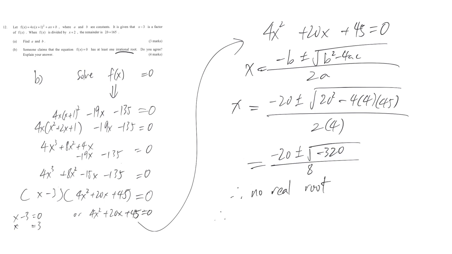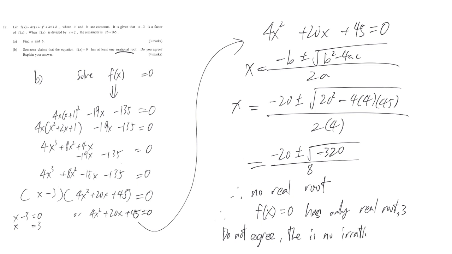That means f(x) equal to 0 has only one real root, which is equal to 3. Is there any irrational root? The fact is we don't have any irrational roots, so that's why no, do not agree. Since one of the roots is rational and the other two roots are not real roots, do not agree. There is no irrational root. That's all for this question.